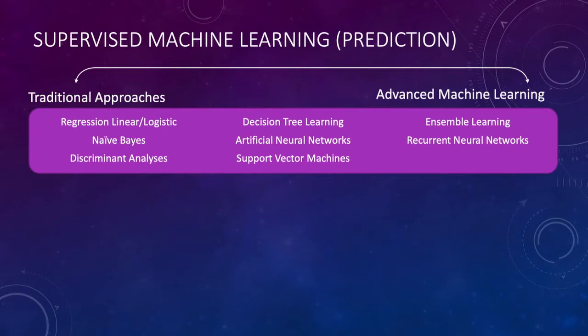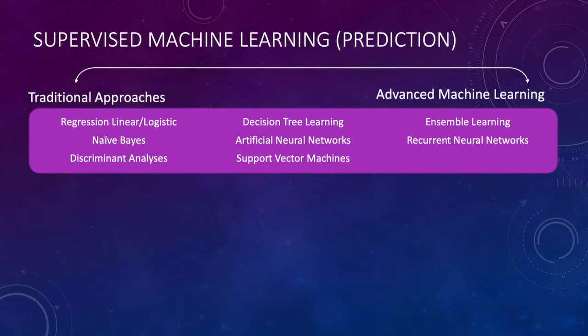Just to give you a broad, high-level overview of supervised machine learning, there's a spectrum from traditional approaches to more advanced data science approaches. The traditional approaches are things you've heard of, like linear and logistic regression, naive Bayes, discriminant analysis. These are things that statisticians have been using for a long time.